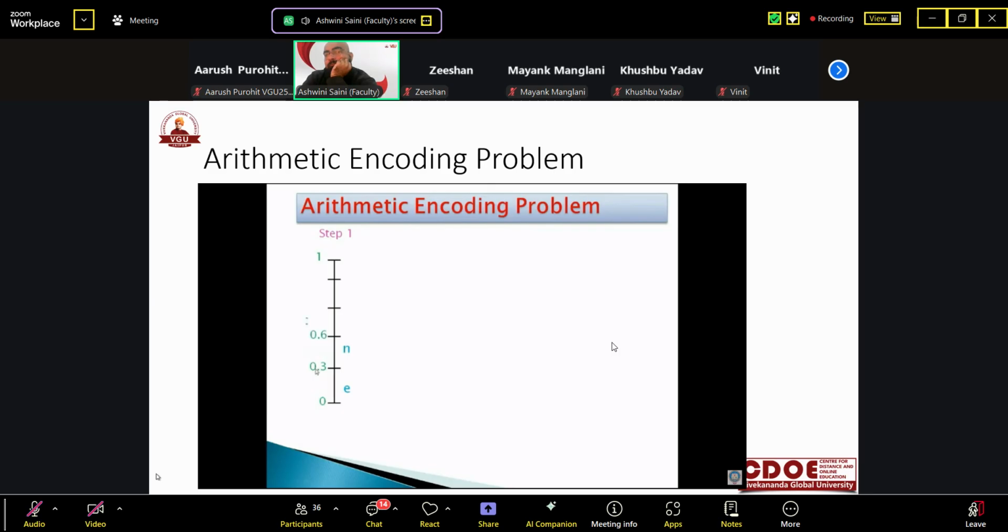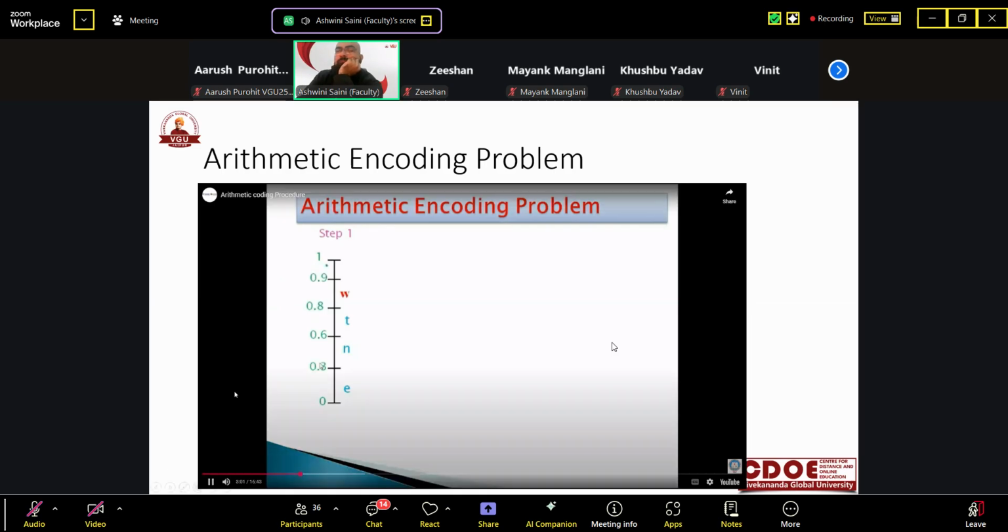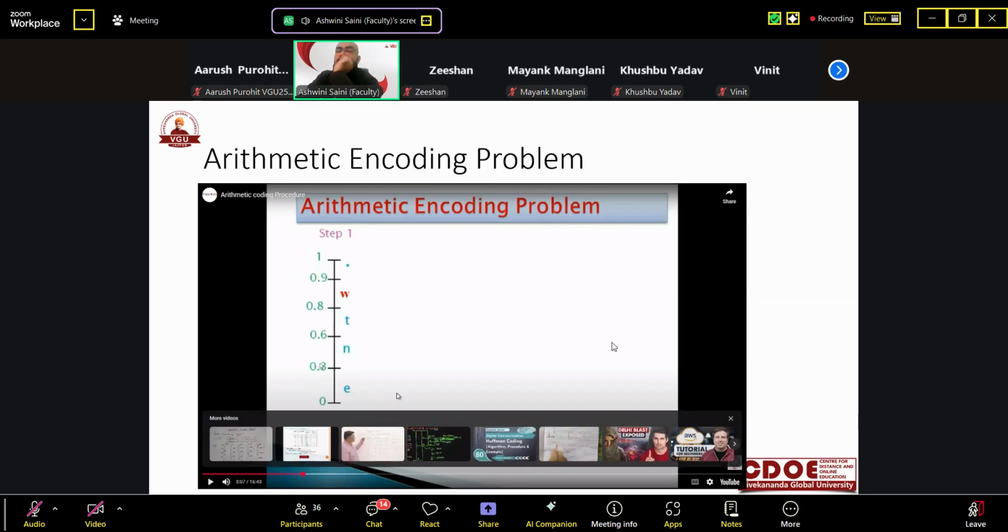The next letter is T and the probability is 0.2. So the range is 0.6 to 0.8. The next symbol is W. The range is 0.8 to 0.9. The last range is 0.9 to 1.0. The respective symbol is dot. These are the probabilities given.